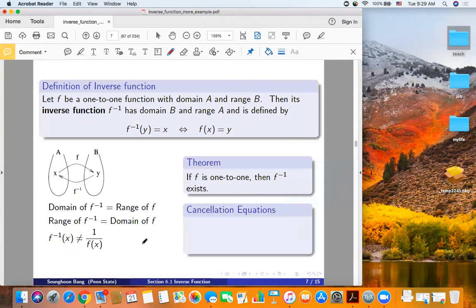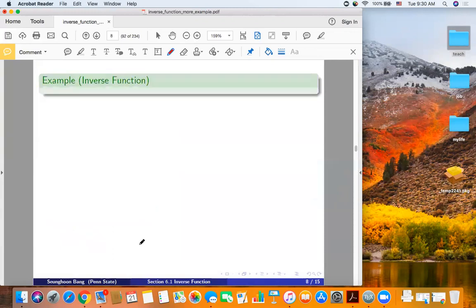The cancellation equations: inverse of f of f of x is x for every x in A, and f of inverse of f of x equals x for every x in B. So we have these properties. This is an example. Let me see. This is a one-to-one function. Is f 1-to-1? What do you think?